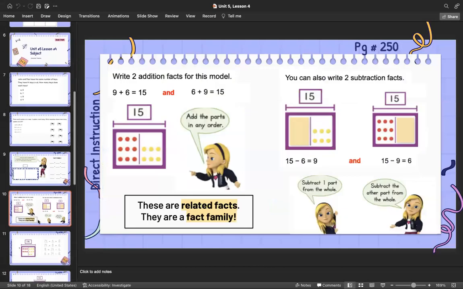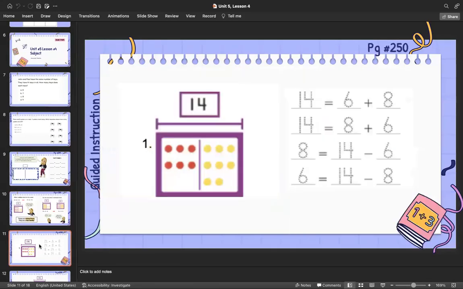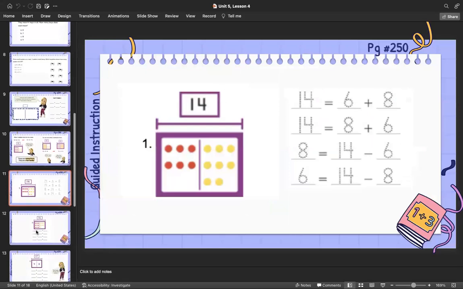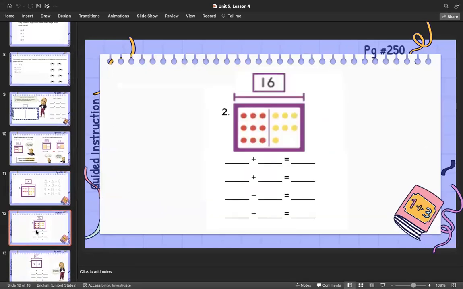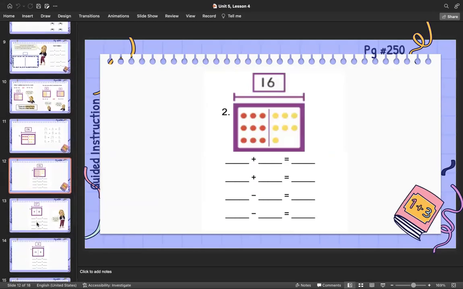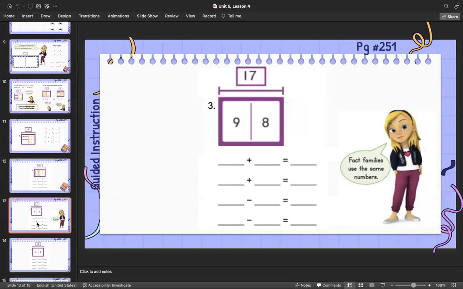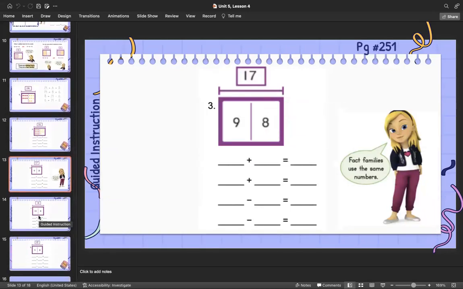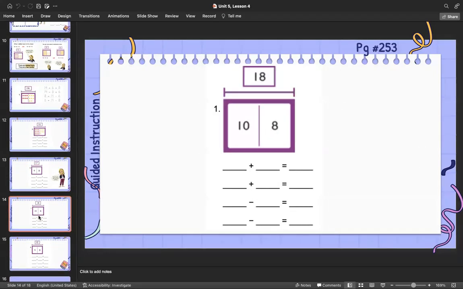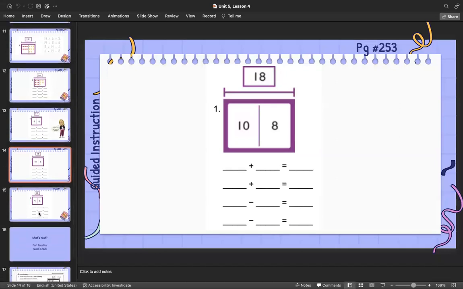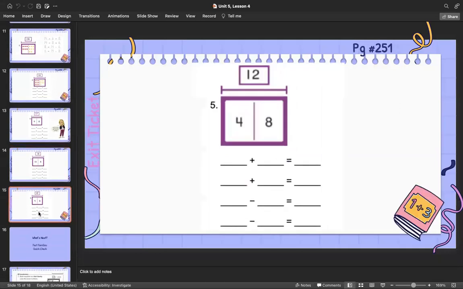Here are some examples if you need to dig deeper. Here are some more examples if you need to dig a little deeper. Oh my goodness, there's more examples. Dig a little deeper. Next one. Let's try another one. How about this one?